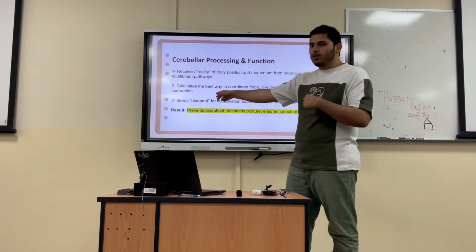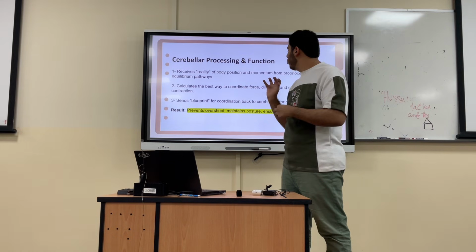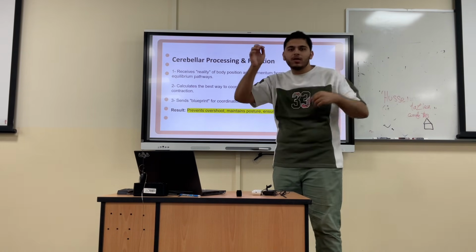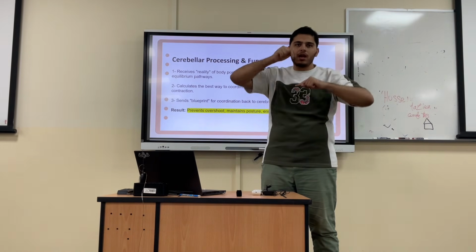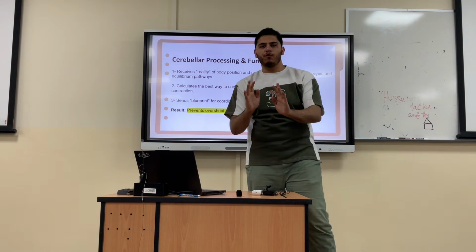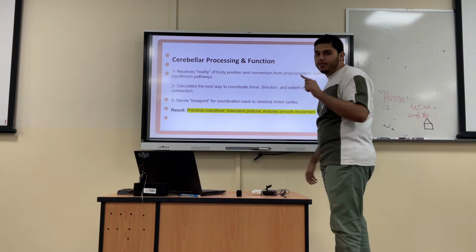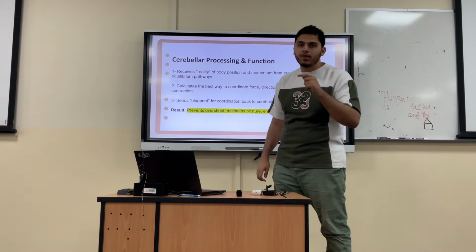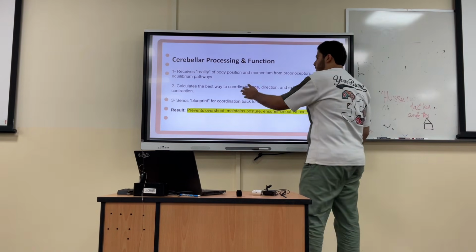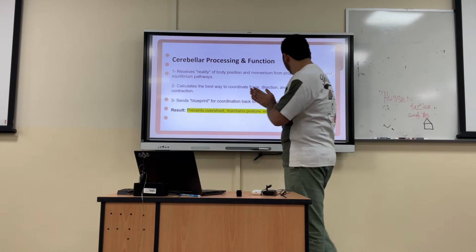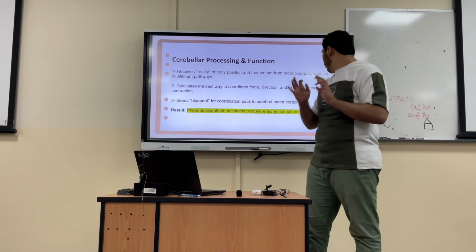In the third part, it sends a blueprint for coordination back to the cerebral motor cortex, and the cerebral motor cortex will analyze this and will produce the movement. As I said, it's planning, not execution of movements. Result: prevents overshoot, maintains posture, and ensures smooth movement.